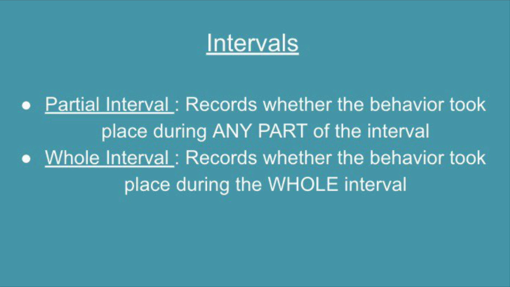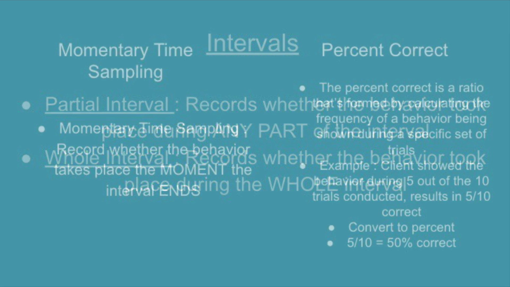Regarding the whole interval, you would record whether or not the behavior took place during the entire time that interval was active. So for example, if the interval given by your BCBA was 5 minutes, then every 5 minutes you would record whether or not the behavior took place for the entirety of those 5 minutes.